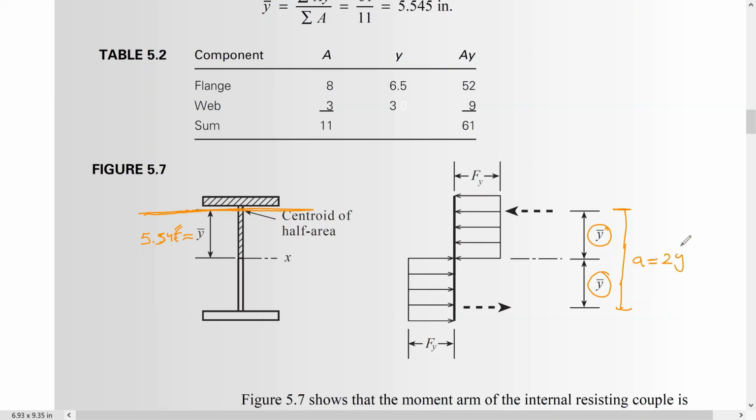Okay. So right now, if this is equal to 5.5, then the a here is equal to 2 times y hat, which is 2 times 5.545. So this one is equal to 11.09 inch, which is a, the distance between these two forces.